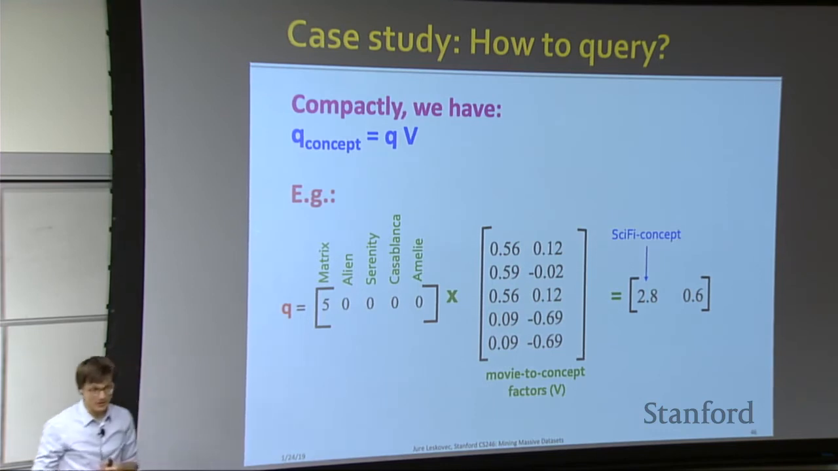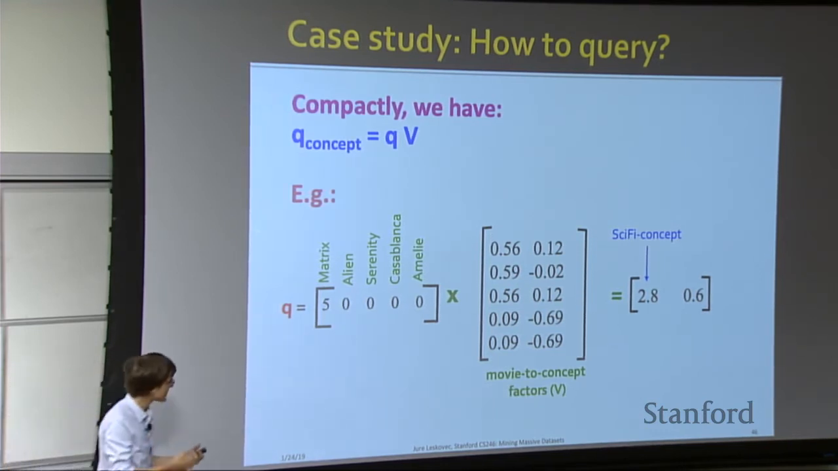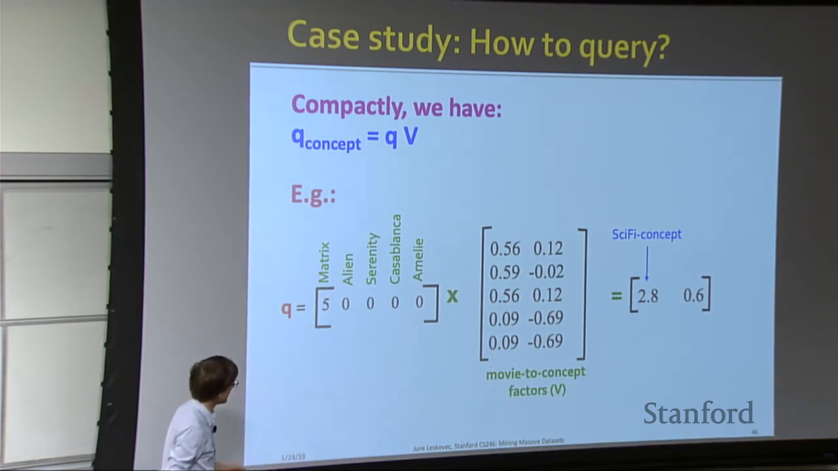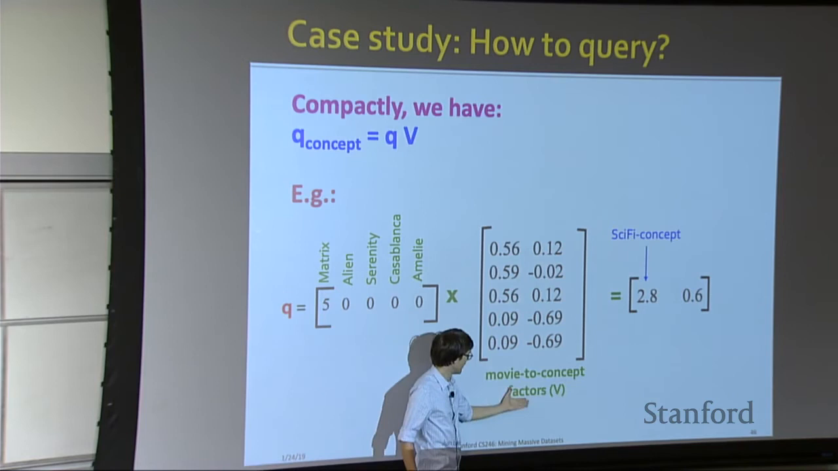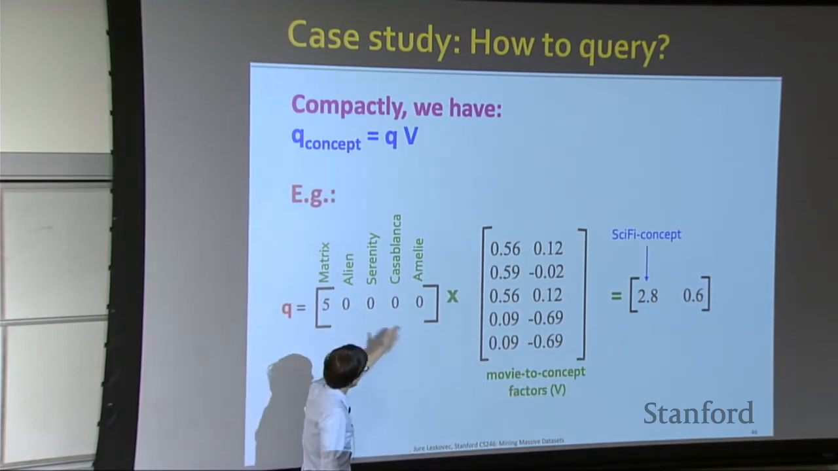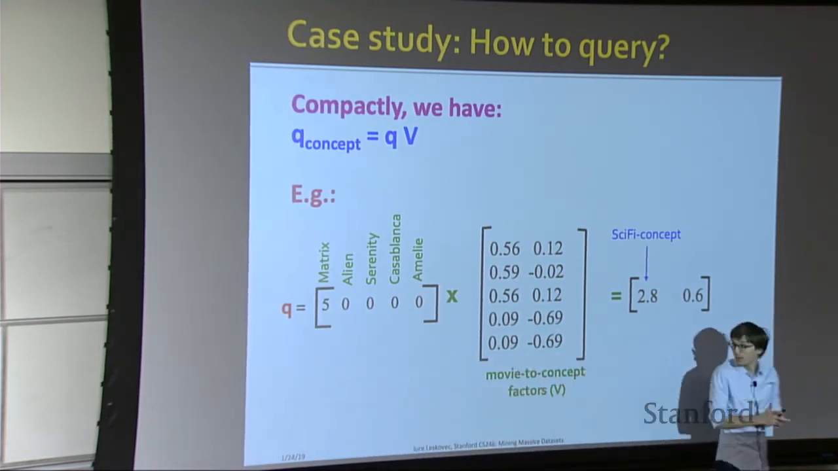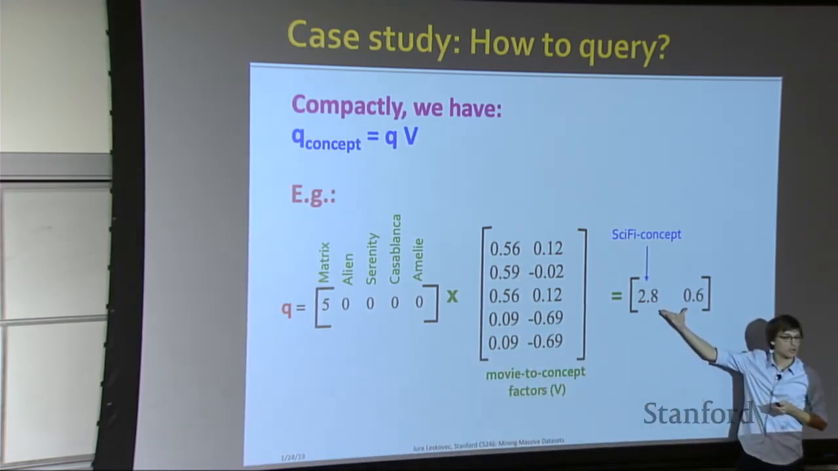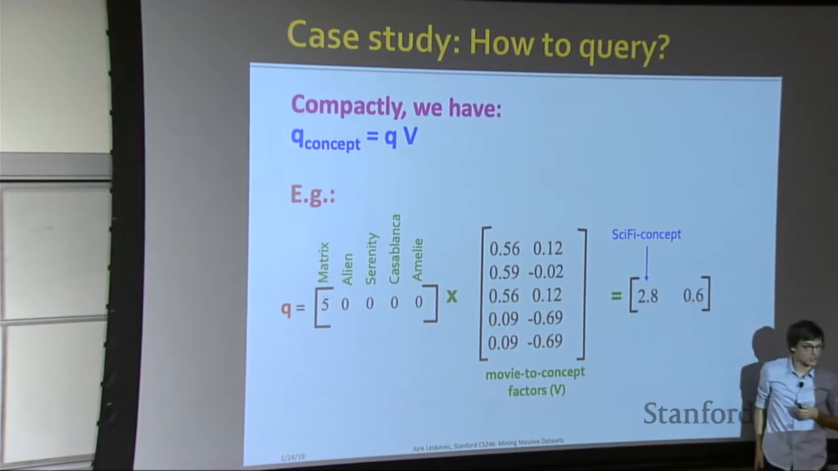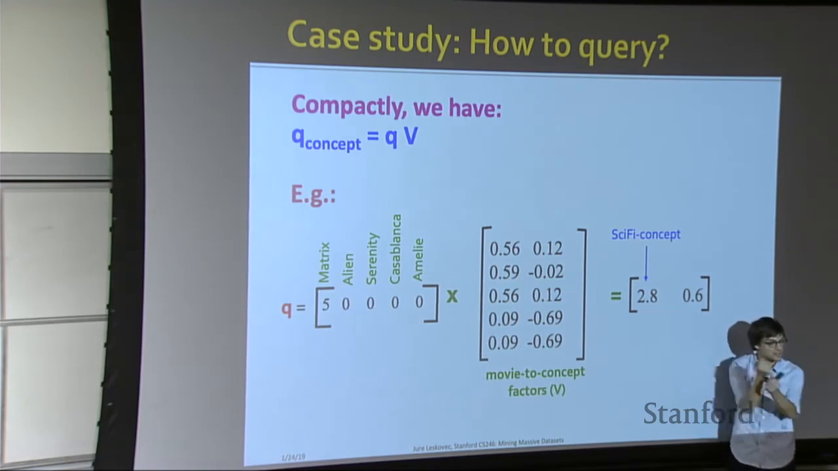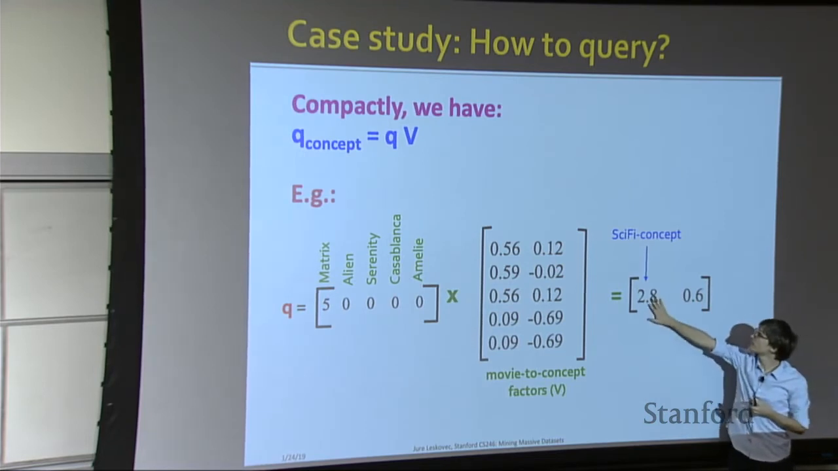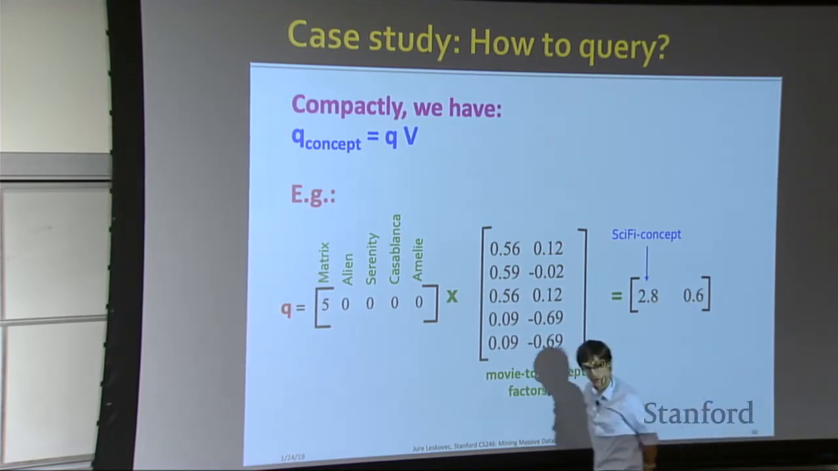We have our original matrix. Let's take a two-dimensional dimensionality reduced version of it. So here is my movie-to-concept factors, or singular vectors V. I have my query point. I multiply it. Here is now my query point Q in this concept space, in this embedding space, right? It has two coordinates, 2.8 and 0.6, right? And this is now expressed in this two-dimensional concept space where the first dimension we called sci-fi and the second dimension we called romance, right?